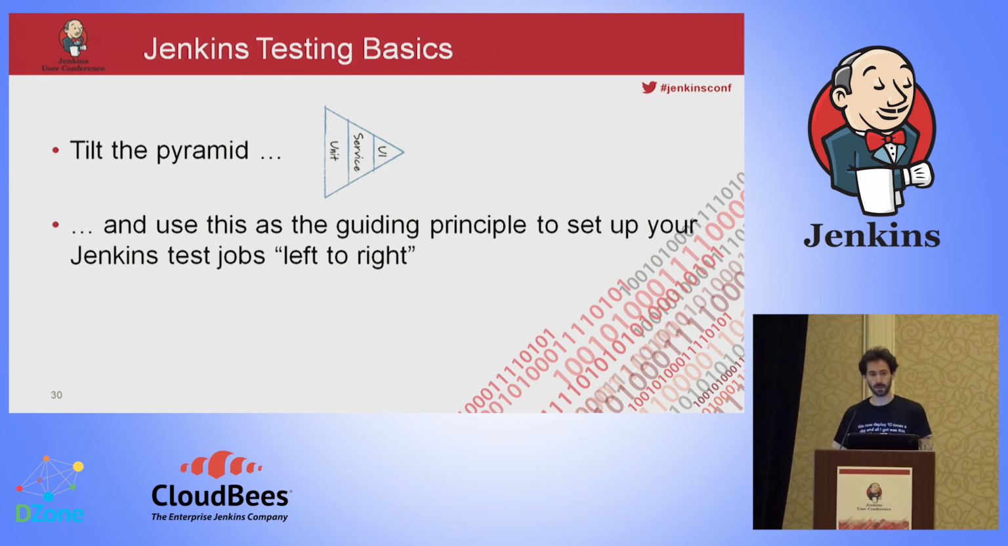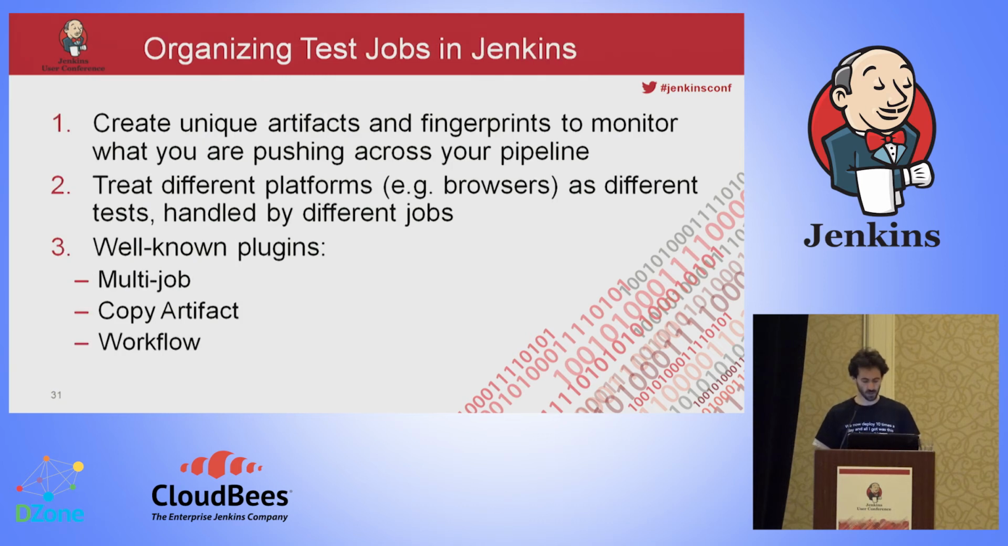Tilt the pyramid. Basically, this is Jenkins testing 101. I'm pretty sure all of you, except those who are brand new to this, do this already. You take this pyramid, you turn it around, and then you use that to slice up your Jenkins jobs. So you do the unit tests in one job, and then the service level tests maybe in another job, and then the UI tests later. And that's pretty easy, and we'll talk about maybe a next step from that in a second, but that's the first obvious and natural thing to do.